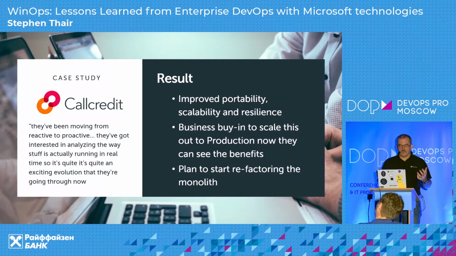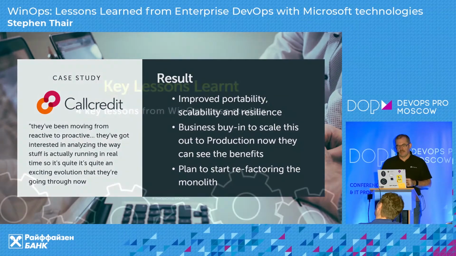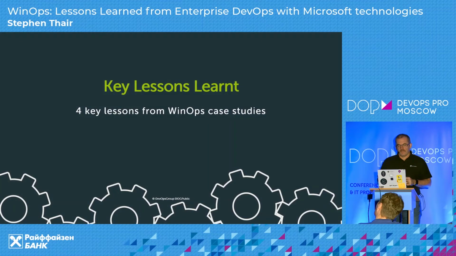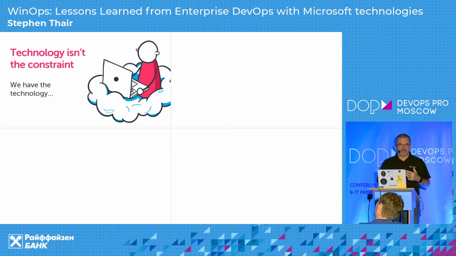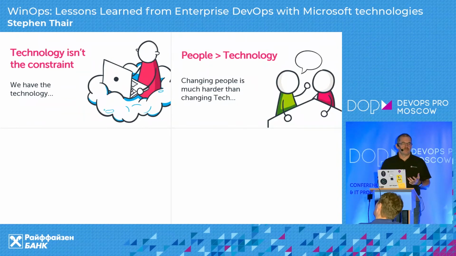So, trying to bring this together into some key questions, and also key lessons learned. Across all of the case studies that have been presented at WinOps over the past years, it is very clear that technology isn't the constraint to this problem. The real problem is actually the people.